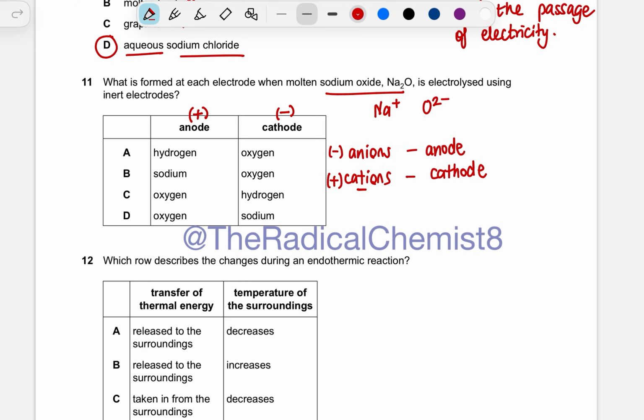So in this case, sodium then is a positively charged ion. It will be attracted to the opposite, so it will go to the cathode. And oxygen is a negatively charged ion, so it will go to the anode. So in this case, your answer would be D.